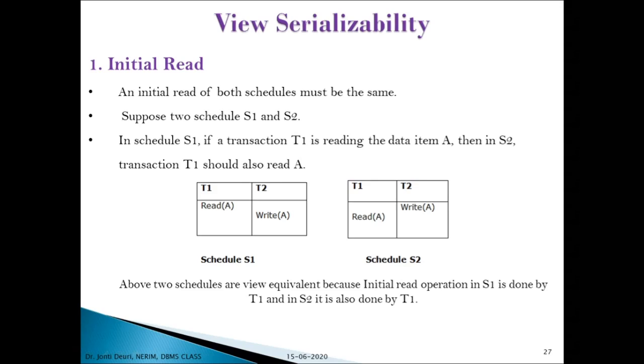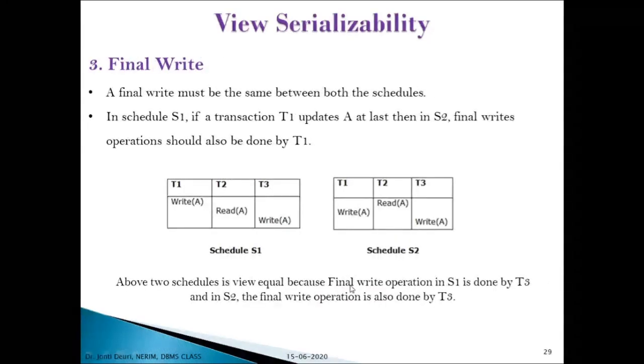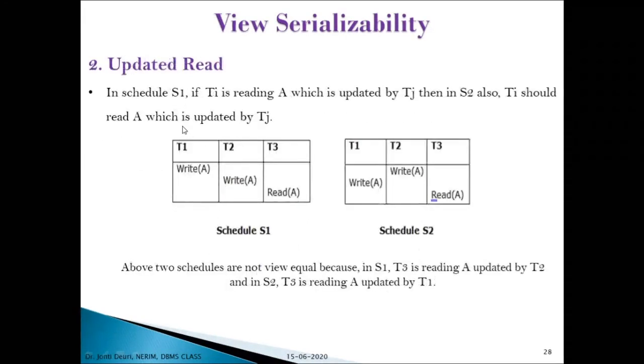Next is update write. Sorry, update read. In update read, what happens? Here we have the schedule S1. TI means anyone, T1 or T2, anytime. If TI is reading A which is updated by TJ, then in S2 also, TI should read A which is updated by TJ.